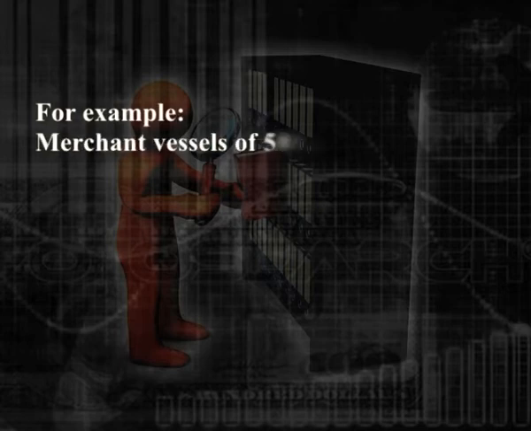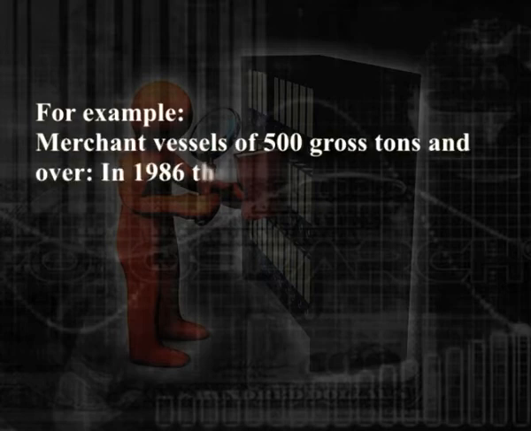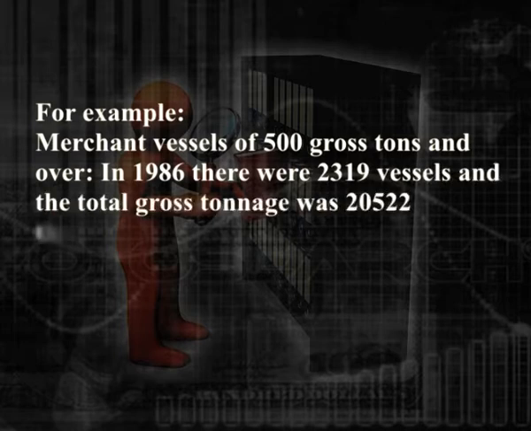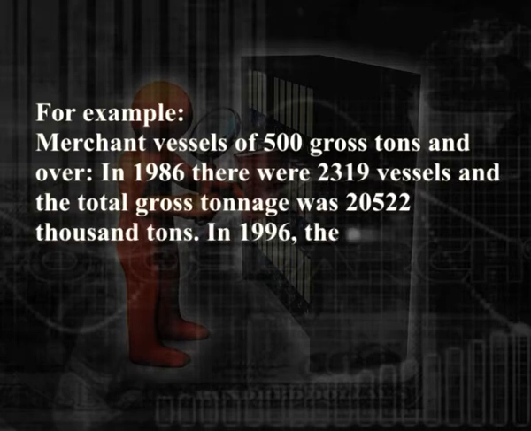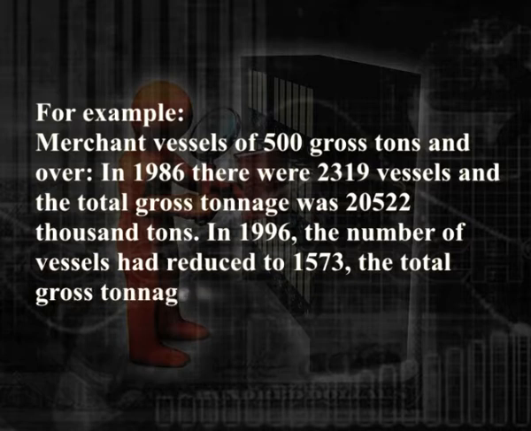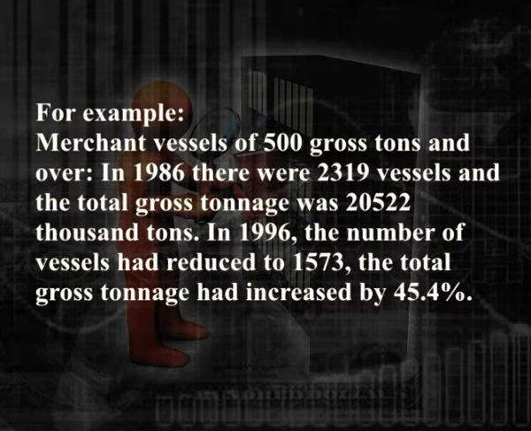For example, merchant vessels of 500 gross tons and over. In 1986, there were 2,319 vessels and the total gross tonnage was 20,522,000 tons. In 1996, the number of vessels had reduced to 1573. The total gross tonnage had increased by 45.4%.